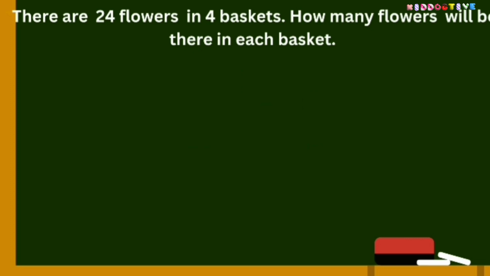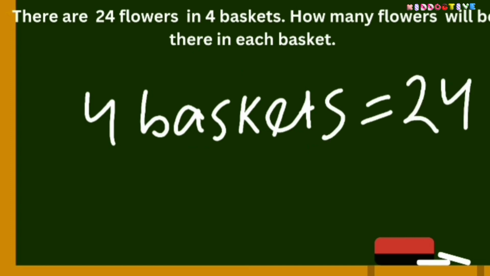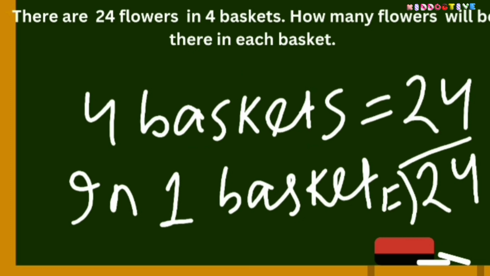There are 24 flowers in 4 baskets. How many flowers will be there in each basket? Each means each one of the baskets. So in one basket, how many flowers? In one basket, we are going to divide by 4. So 24 divided by 4, 6 fours are 24. So the answer is 6.